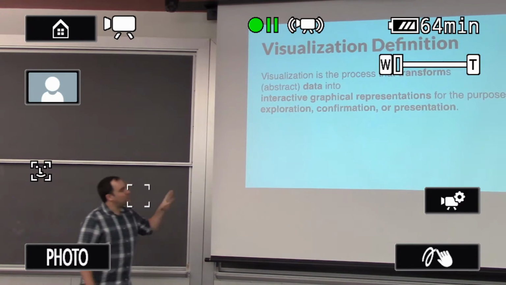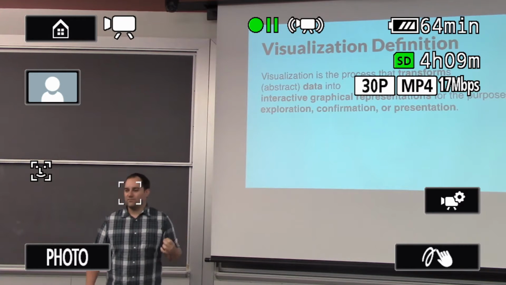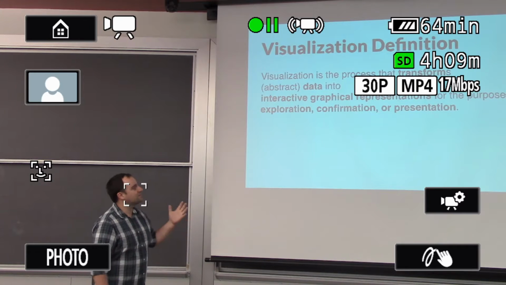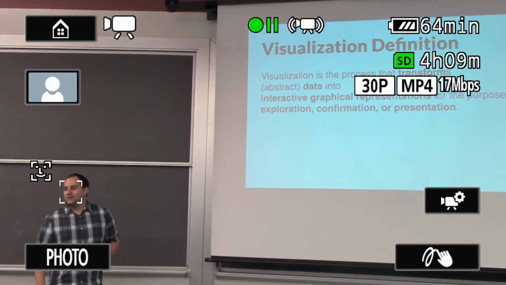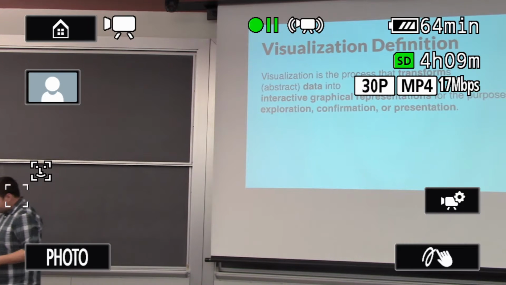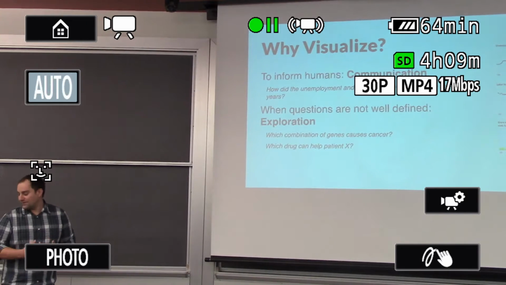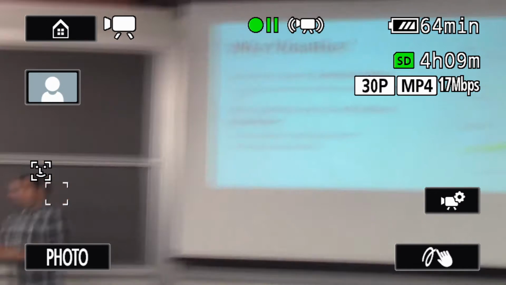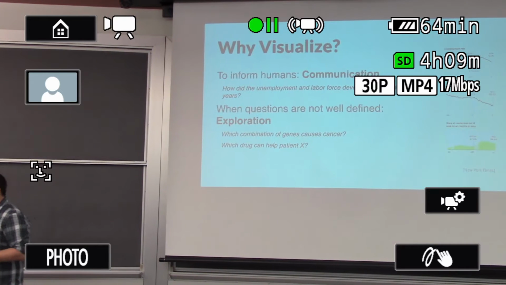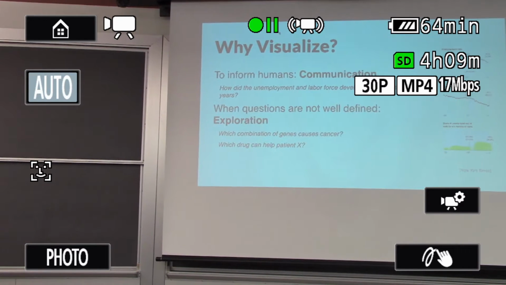And then this definition also includes some notion about why we use visualization. There are three classes of use cases: exploration, confirmation, and presentation. And I'll talk about those later. So why do you want to visualize data in the first place? Of course, one of the goals is to inform humans. For example, we could ask a question: how did the unemployment and labor force develop over the last years? And then we could use charts like we have here on the right.